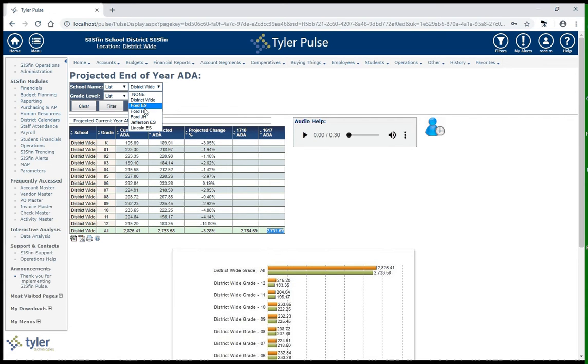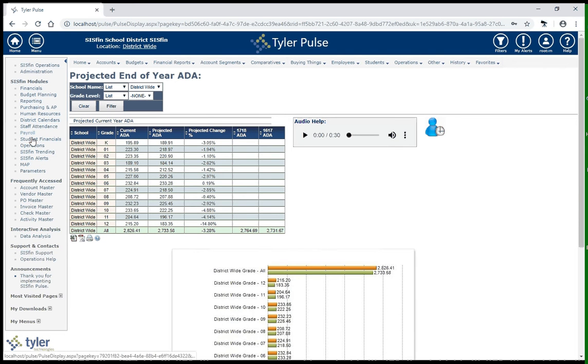You can look at this by school or district-wide. You can also look at it by grade level. This particular school has one grade level per school, so it probably wouldn't be appropriate. But this will give you some feel for how to anticipate your ADA. And this is reported throughout the system on several screens, but this is the base point where it's computed.